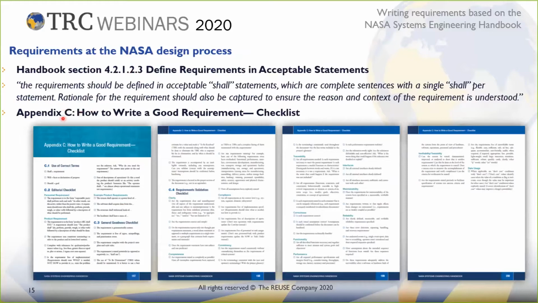And the handbook also has a specific appendix, Appendix C, on how to write a good requirement, including a checklist. In this appendix, you can see here the section. There are several paragraphs talking about the characteristics of a good requirement, and even a checklist on how to ensure and verify that the requirement is appropriate. From this appendix and from the information written in this paragraph, we have extracted guidance and characteristics of requirements according to the NASA handbook.